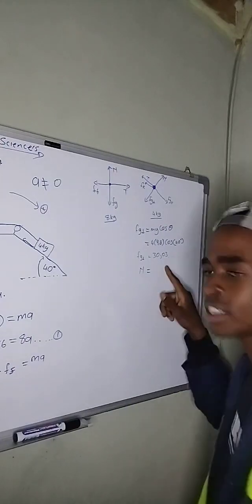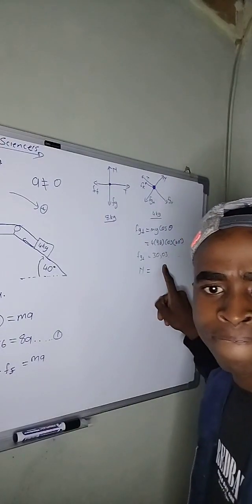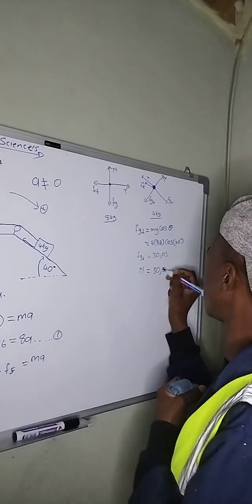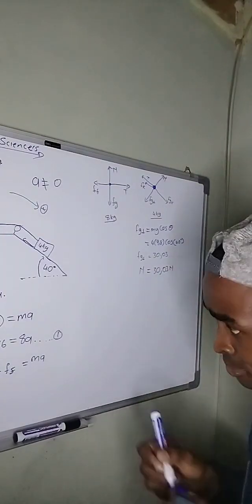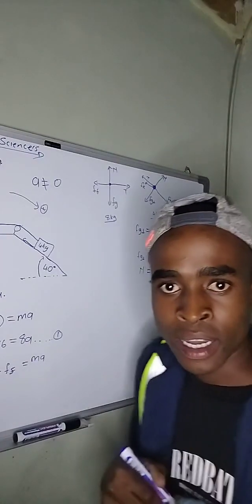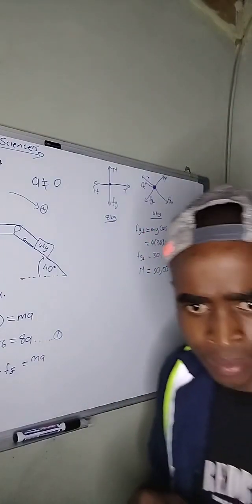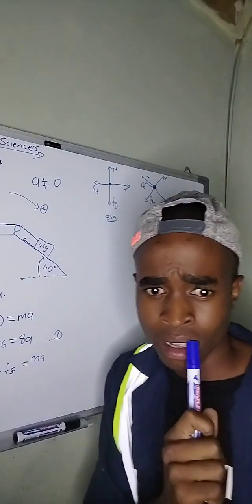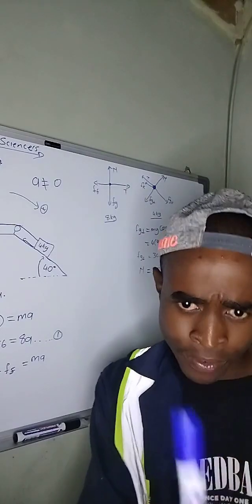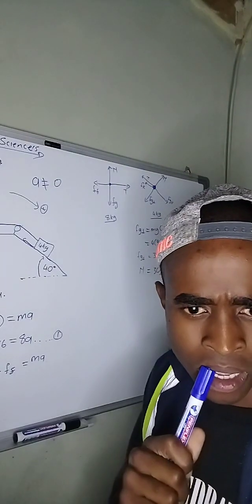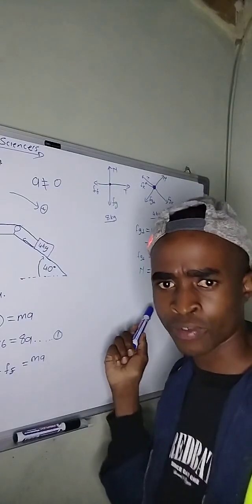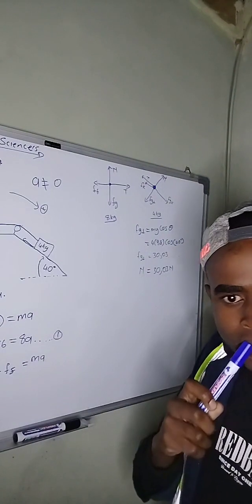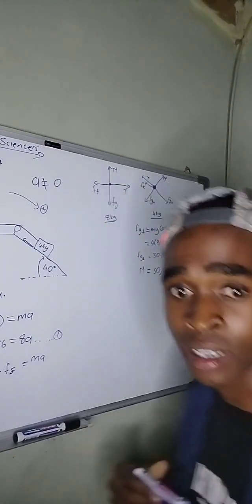So, what is the value of the normal? It's going to be 30,03 newtons, right? So what can we get from this normal? Friction, right? We can get friction from this normal for this object.